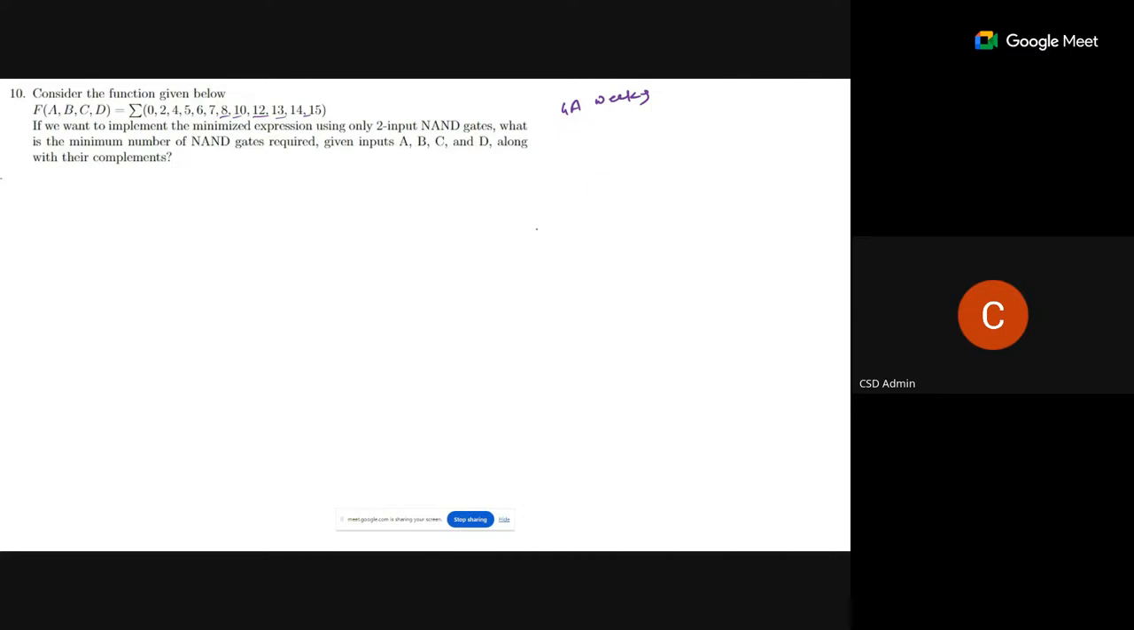So we ask: there is a function given below with 0 2 4 5 6 7 8 10 12 13 14 15, and if you want to implement the minimized expression using only two input NAND gates, what is the minimum number of NAND gates required? Inputs are given as A, B, C, D and their complements, A bar, B bar, C bar and D bar, right? So let's find the expression first. Let's draw the K-map first.